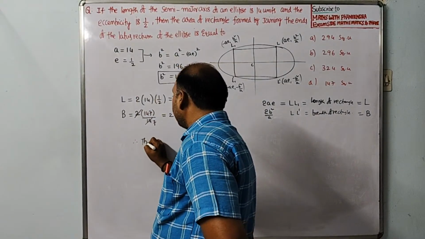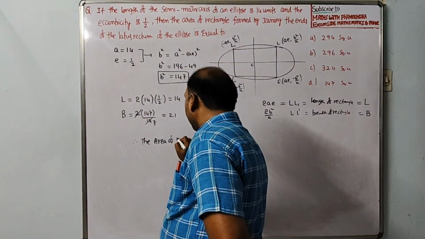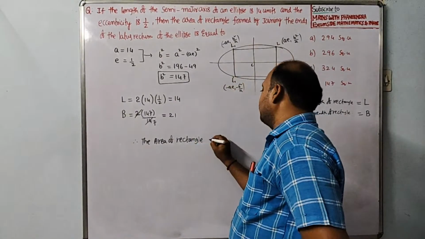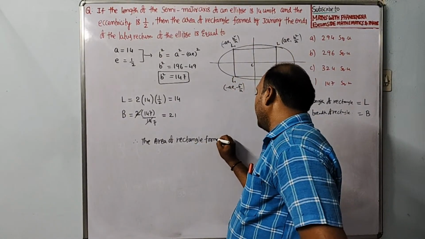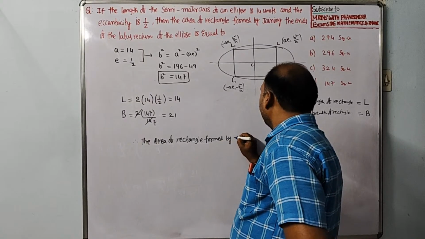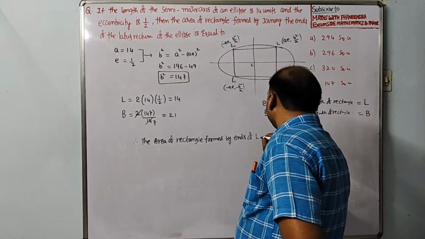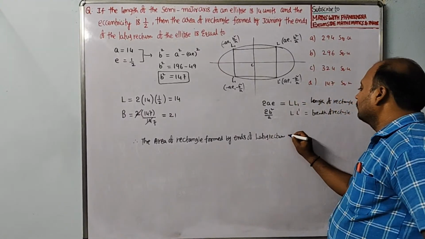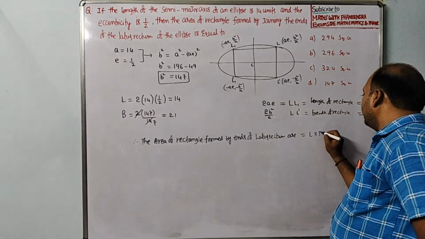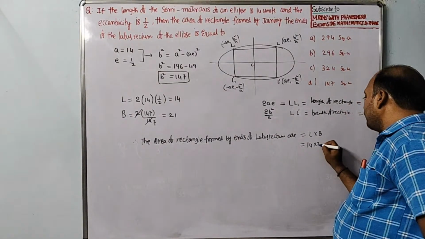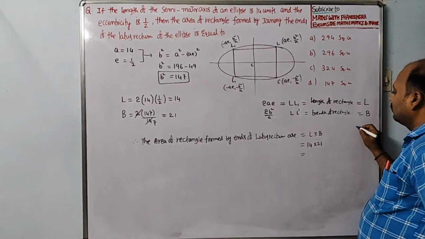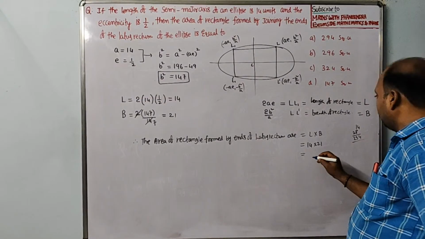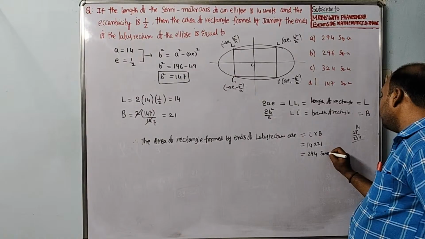So therefore the area of the rectangle formed by the ends of the latus rectum is length into breadth, which is 14 into 21. 14 times 21 gives 294. So we are getting 294 square units.